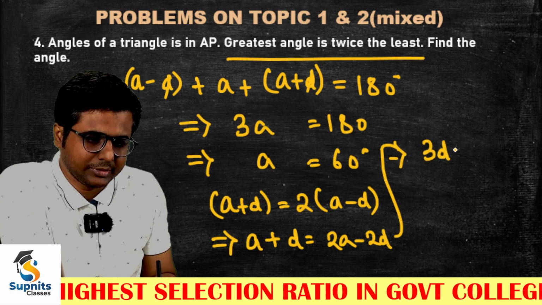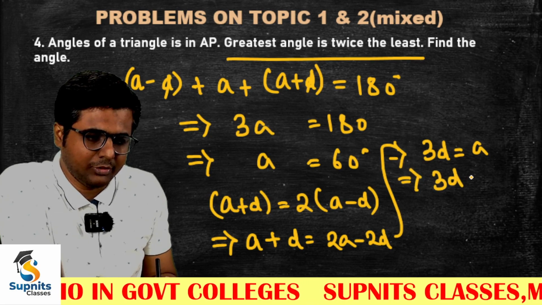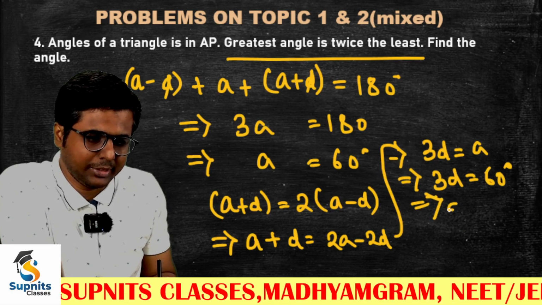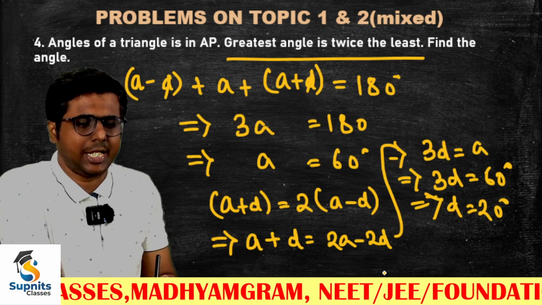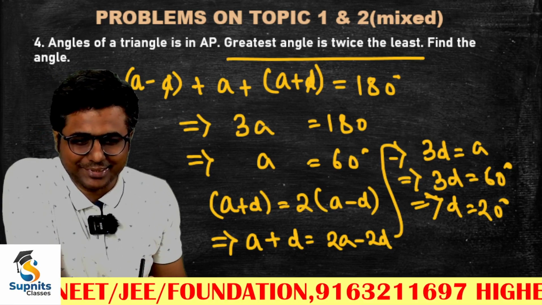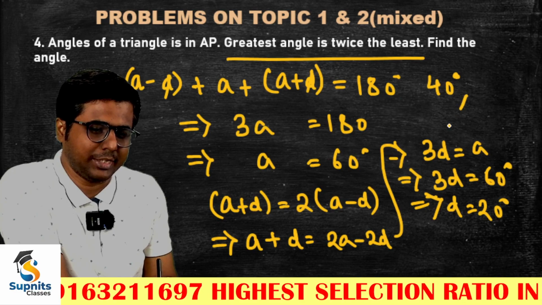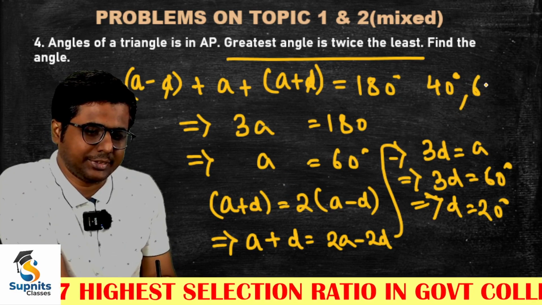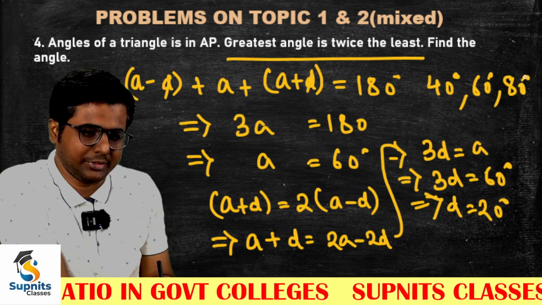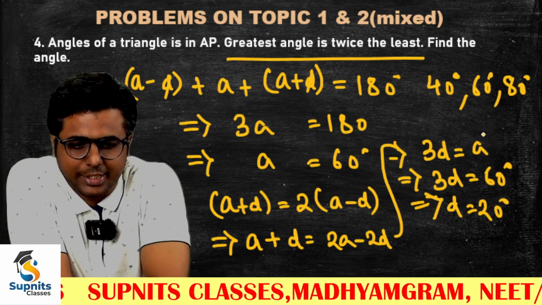So, 3D is equal to A. I already know A is 60 degrees, so D will be nothing but 20 degrees. So, what will be the angles? A minus D, this time I am not going to make the mistake. A minus D, 60 minus 20, that is 40 degrees, one of the angles. Next is A, that is 60 degrees, and then 60 plus 20, 80 degrees. So, these are the three angles of the triangle which are in perfect AP, correct?